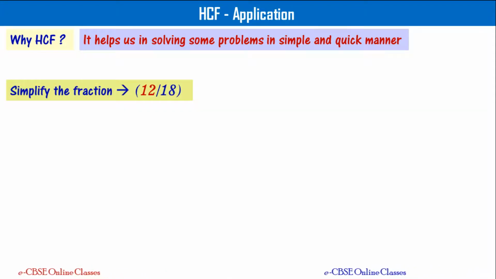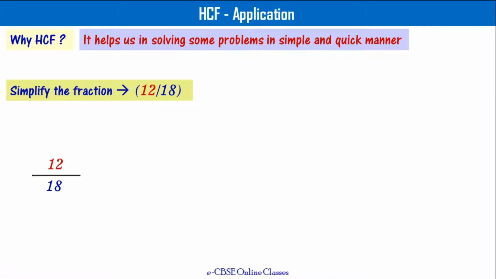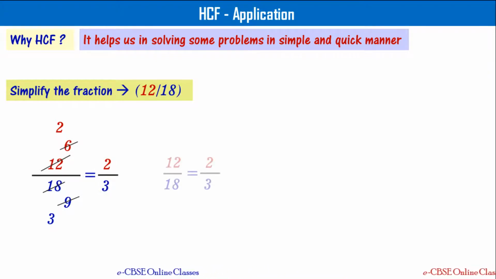Let's simplify the fraction 12 by 18. To do that, since 12 and 18 are even numbers, you simply divide both the numbers with number 2, right? 12 can be written as 6 times 2 and 18 can be written as 9 times 2, right? Now 3 can divide these two numbers, right? 6 can be written as 2 times 3 and 9 can be written as 3 times 3. So it means that 12 by 18 is equal to 2 by 3, right? Let me take a note of that.